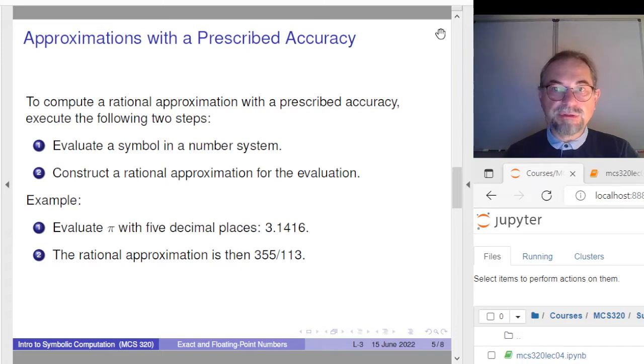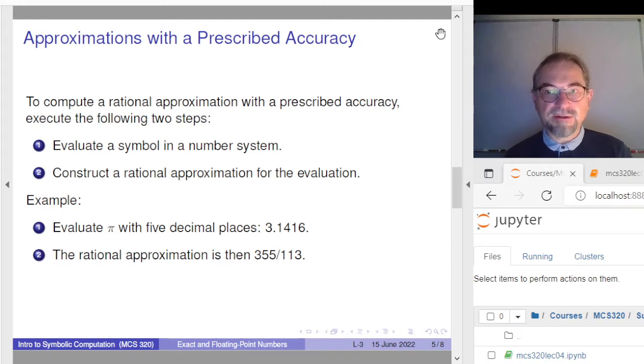If you want to compute an approximation to, let's say, pi of a prescribed accuracy, then you can take the following steps. You evaluate the symbol that represents pi in a number system of a given fixed precision, and then one can convert this evaluated symbol into a rational number. Here is an example. If we evaluate pi to 5 decimal places, the 3.1415 that we would see is truncated, so the 6 here at the end comes from rounding. Then if we compute a rational approximation, we find 355 over 113.